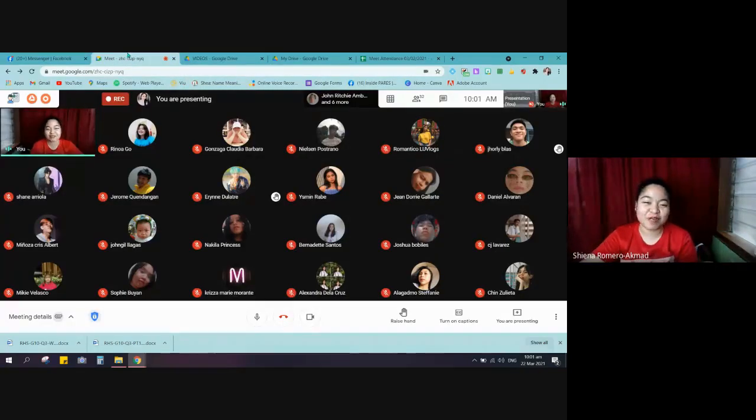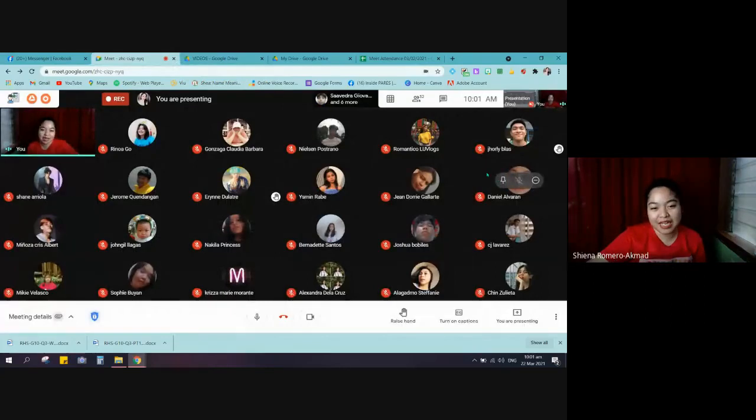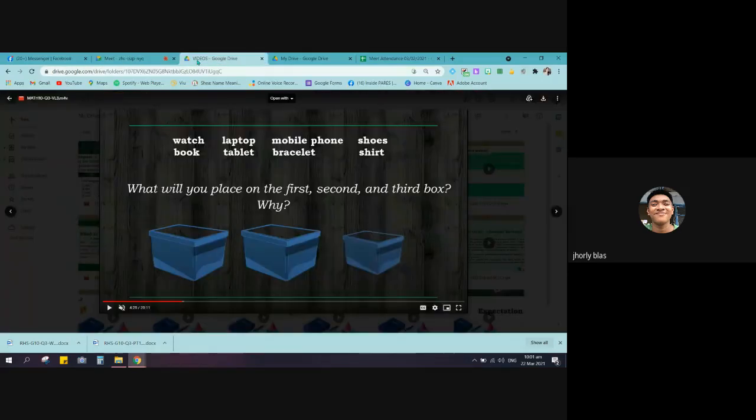Kunwari lang masyadong maliit yung box, isa lang kasya. Tapos yung laptop mo, yung netbook para mag-teach. Eh, yung iba, si Blas. Ano po, ma'am? Ano ilalagay mo?